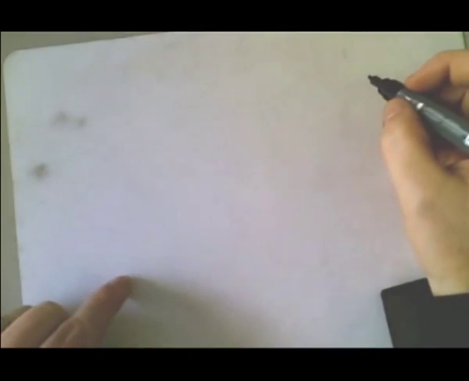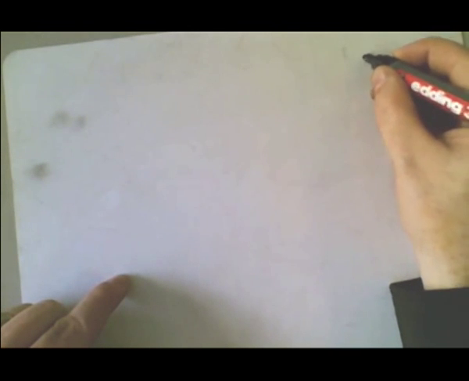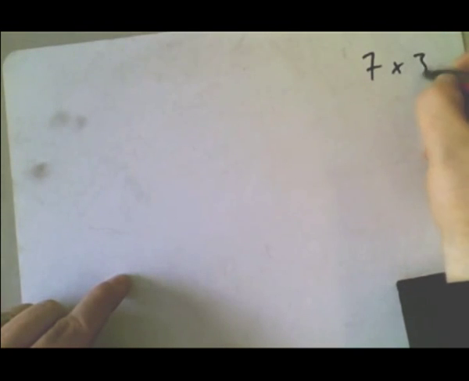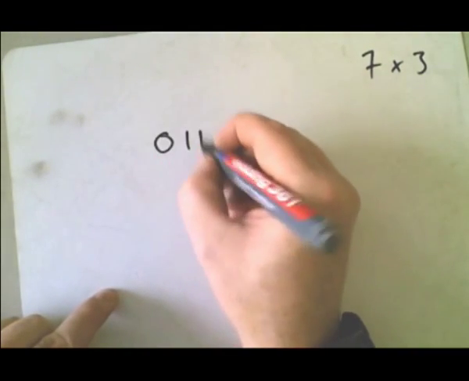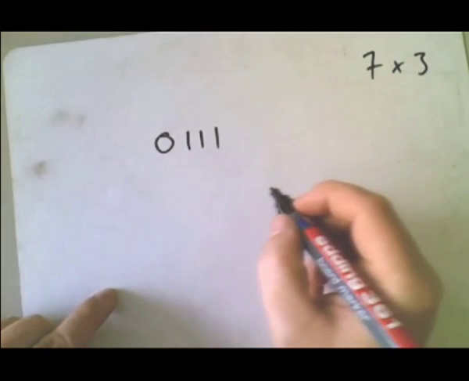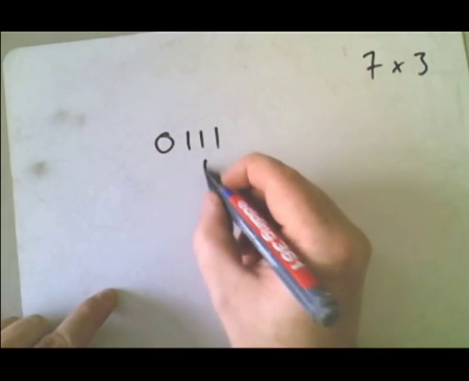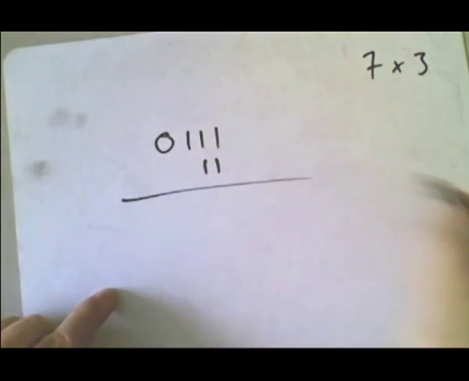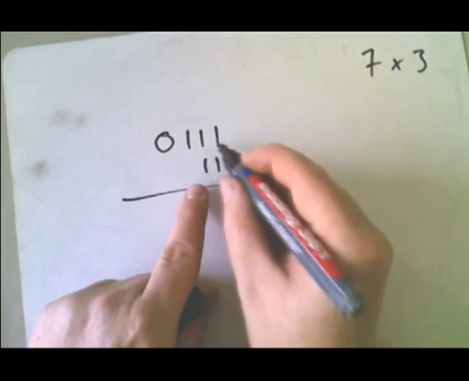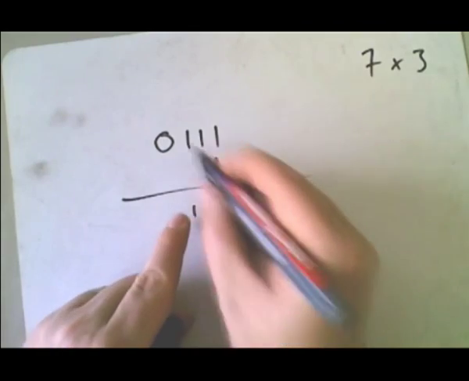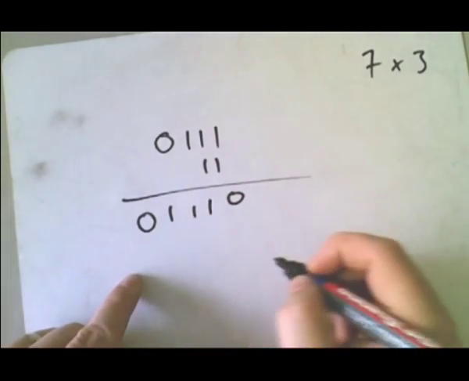And binary multiplication is exactly the same. So let's do an easy one. Let's do 7 times 3. Okay, so 7 is this, 3 is this, and let's do the multiplication. So again, I'm going to start from the left. Put down a 0, 1 times 1 is 1, 1 times 1 is 1, 1 times 1 is 1, 1 times 0 is 0.